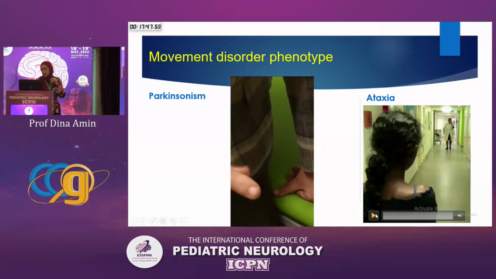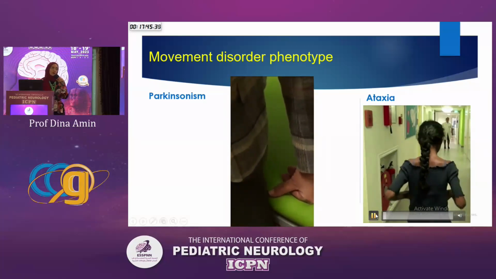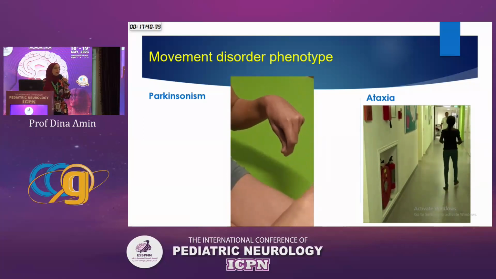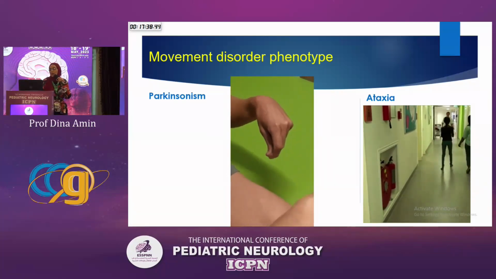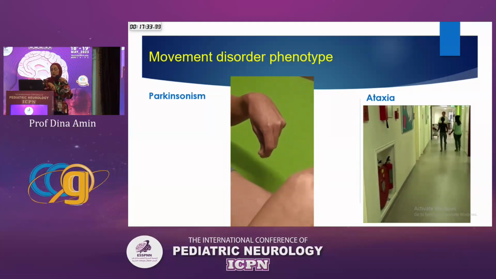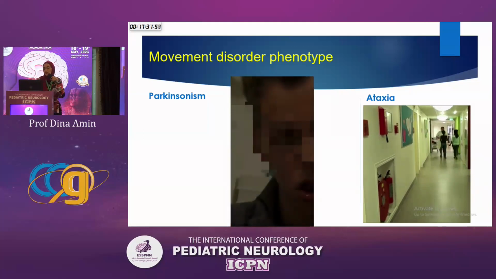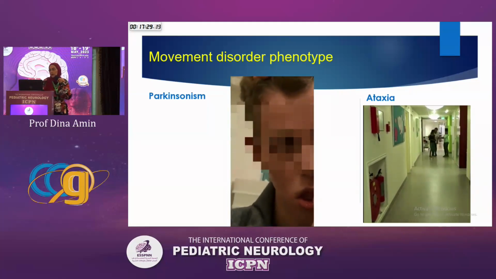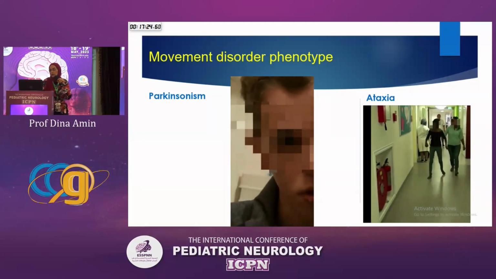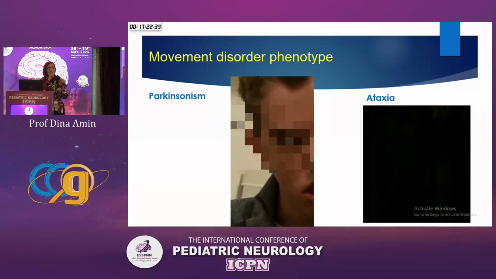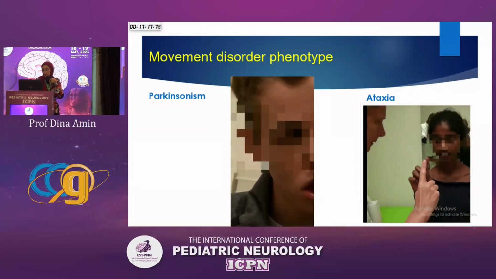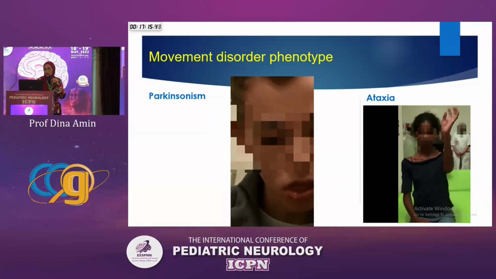Next. This is ataxia, which is neither a hypokinetic nor a hyperkinetic movement disorder. We can see this girl with a wide-based gait, and sometimes this gets worse when we turn around or she wants to do a faster movement. It can also be associated with some intention tremors, as it will show in the video. This is the intention tremor, and then later we'll show the dysdiadochokinesia.